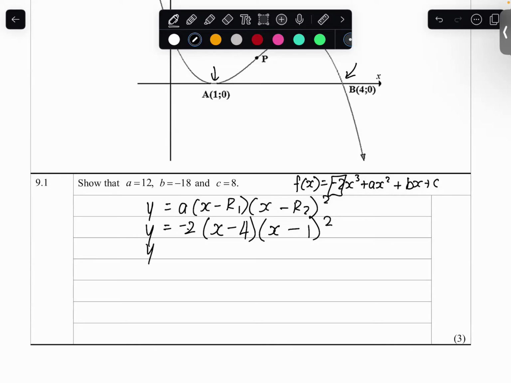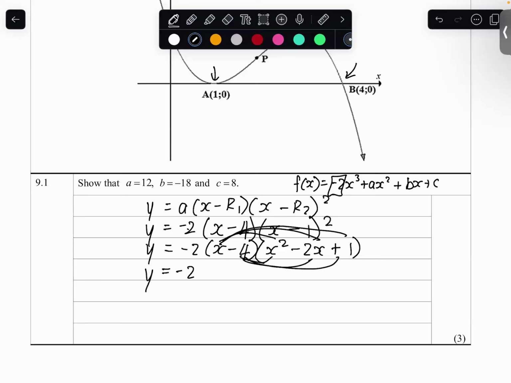All right. First, I'm going to leave this alone. I'm going to square this out. First times last times 2, last times last. Then I'm going to distribute this bracket in. That's going to give me, and I'm going to leave this minus 2 alone. So that's going to give me x cubed minus 2x squared, then x cubed minus 2x squared plus x minus 4x squared plus 8x minus 4.